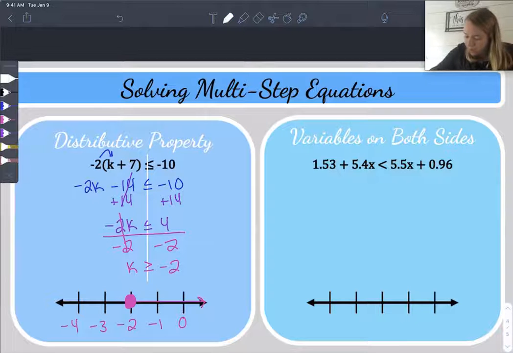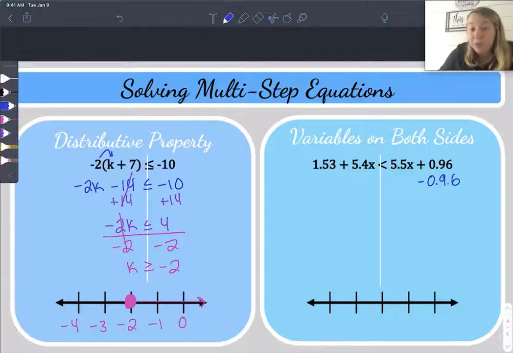For the next one here, we have decimals. So we have to be super careful when we're solving this. This is an example where we actually have variables on both sides. So looking here, I cannot distribute. I have no grouping symbols. I cannot combine like terms, so we're going to go straight to adding and subtracting. What I'm going to do first is subtract my decimal of 0.96. When we're subtracting decimals, we have to make sure that our decimal points line up.